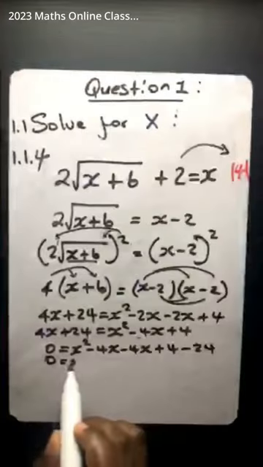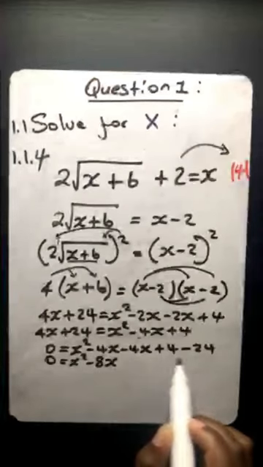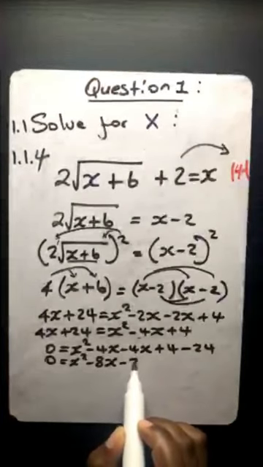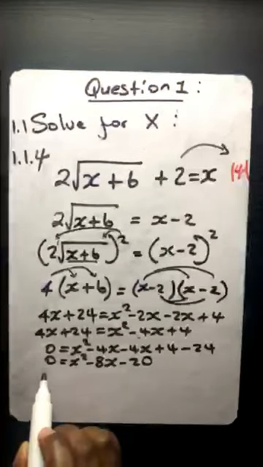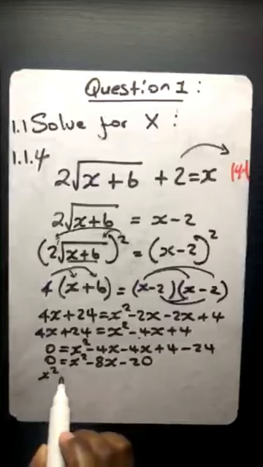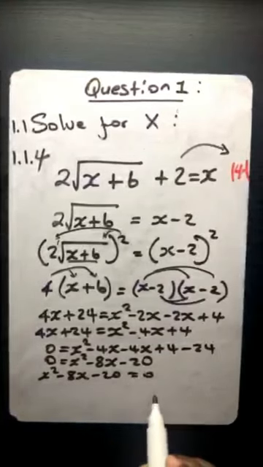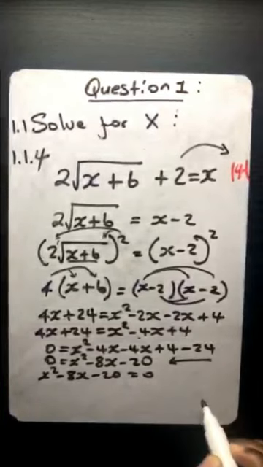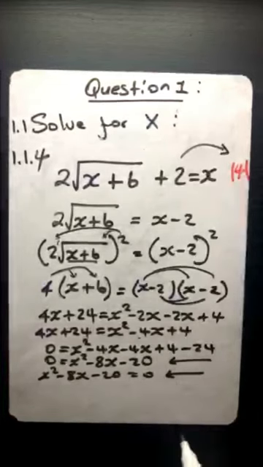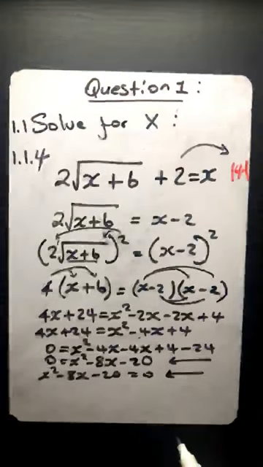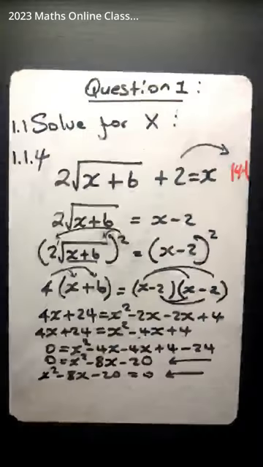So let's see, you're still having 0, x squared. What is this? This is negative 8x. What is that? This is negative 20. So now I can write it nicely and say this is actually the same as x squared minus 8x minus 20 equals 0. So this is what I call "a person is Umi," but to say it nicely, we say "Umi is a person."